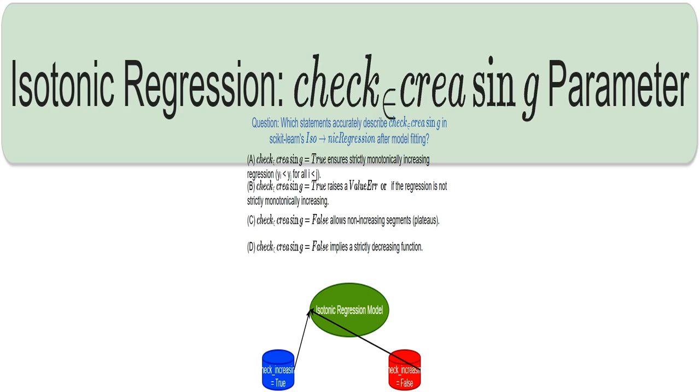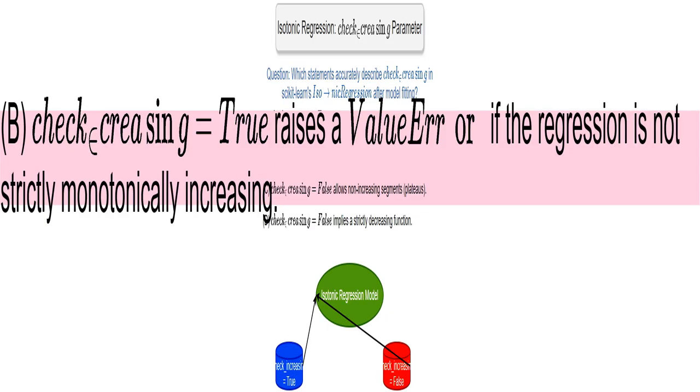This question tests whether I understand how the _check_increasing parameter works within the isotonic model. If I set _check_increasing to false, then I'm explicitly allowing the model to create a function that can have periods where it's flat or even stays the same, non-increasing segments. It's totally fine with plateaus.